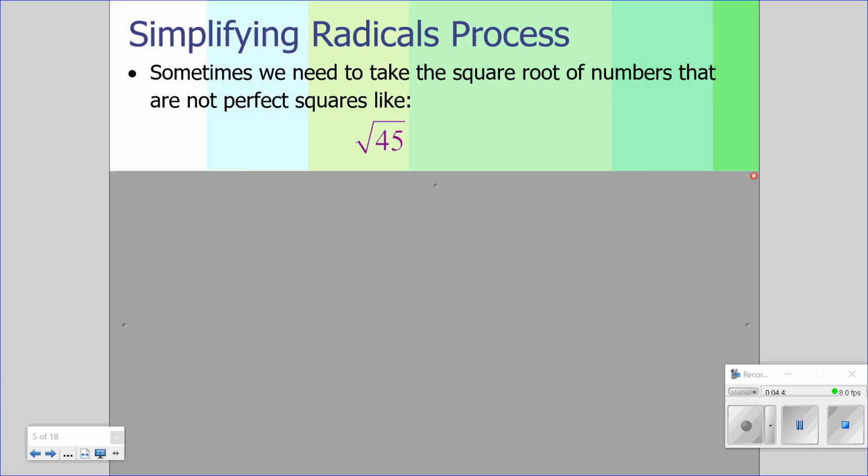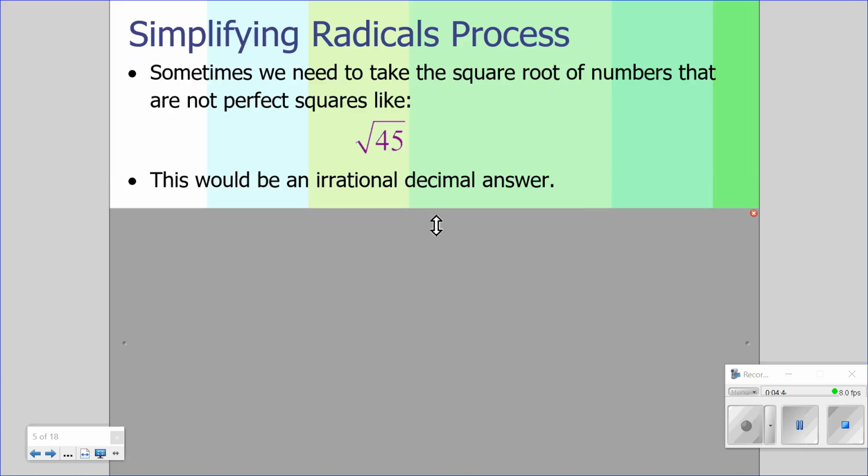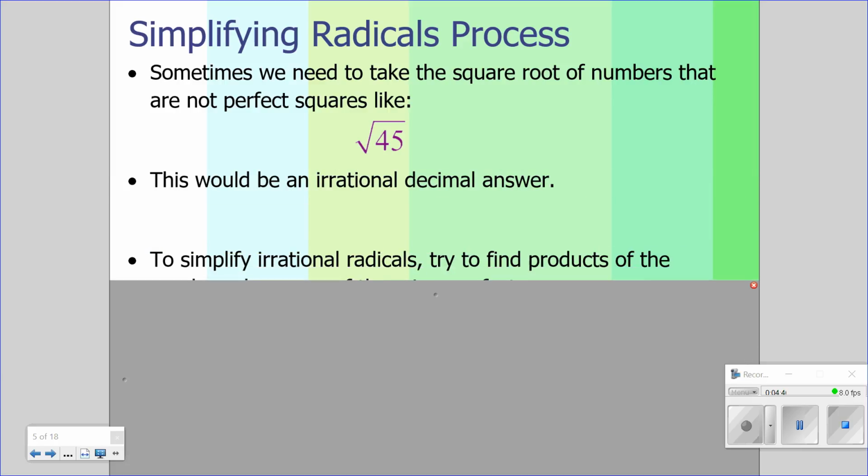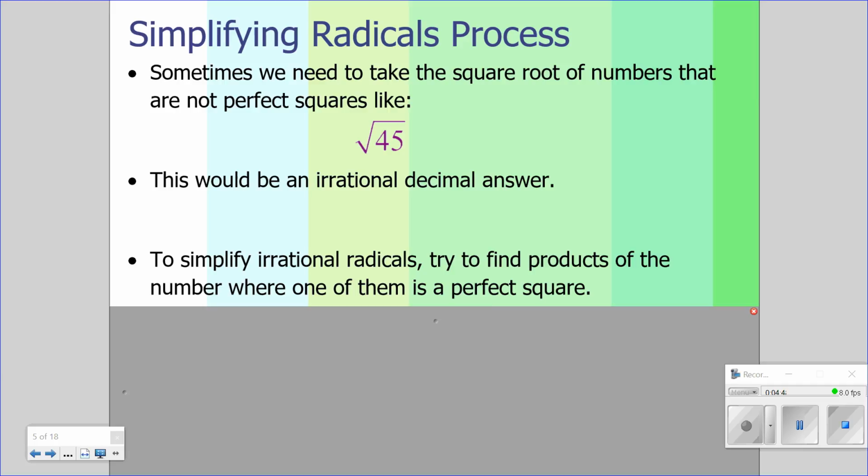So you can't take the square root of 45 exactly. It would be an irrational decimal. So to simplify irrational decimals, what we're going to do is try to find products of the number where one of them is a perfect square.